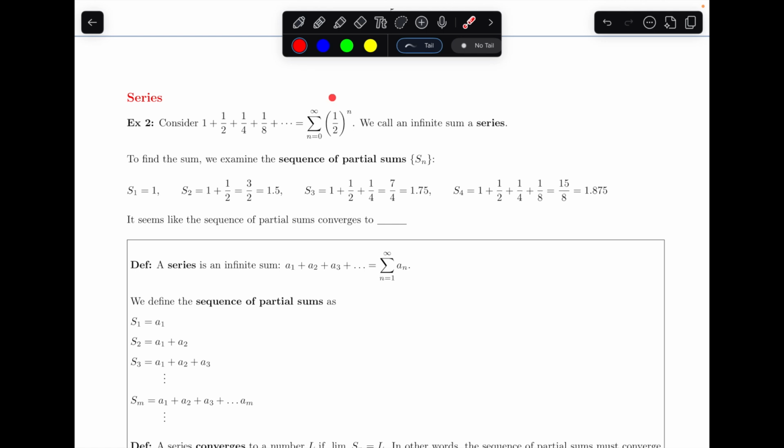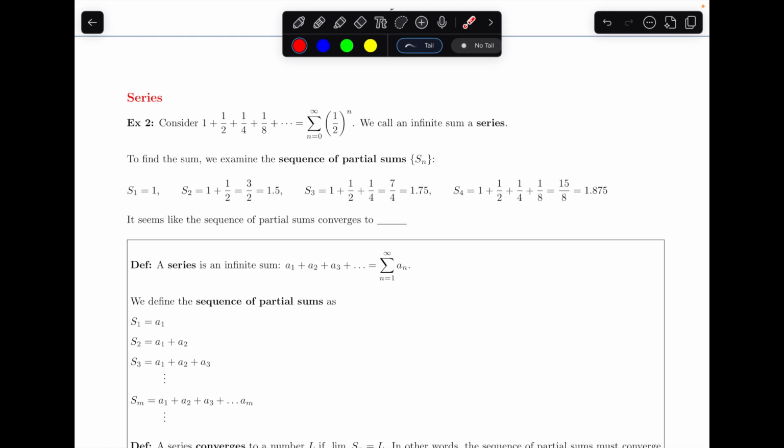I can write this in sigma notation, which you've likely seen before in calculus. This is the sum from n equals 0 to infinity, because it goes on forever, of 1/2 to the n power. Remember, the way this sigma notation works is you first plug in the value at the bottom, n equals 0. Well, 1/2 to the 0 just gives me my first term. If I plug in the next integer up, 1/2 to the 1, that's 1/2. If I plug in 2, I get 1/4, and then I get 1/8. And then I'm adding them up. That's what the sigma means, make a sum. So an infinite sum is called a series.